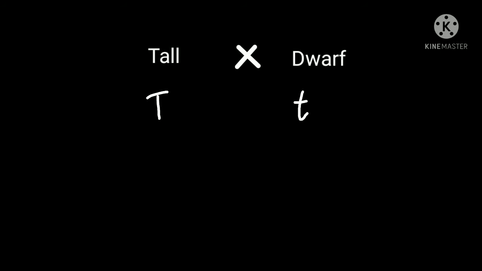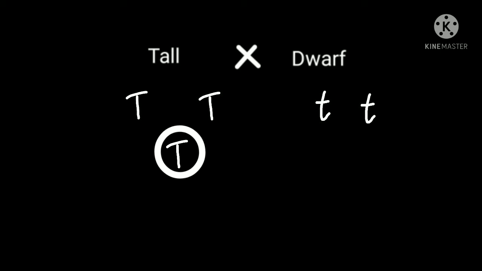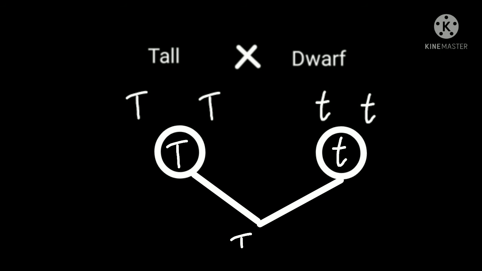In plants, the alleles occur in pairs, but during crossing, the plant produces gametes, and by the process of meiosis, the alleles in parent plants separate from each other and only one allele is transmitted to the gamete. So a gamete has only a single allele. So the plant with capital T alleles produce gametes with capital T allele. Similarly, dwarf plants produce gametes with small t allele. After crossing, it produces capital T, small t plants.